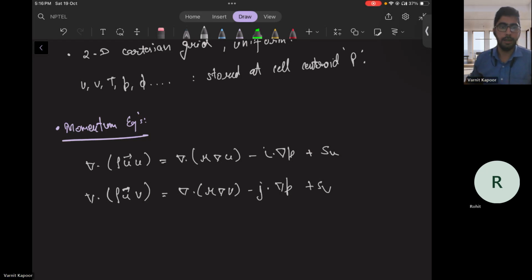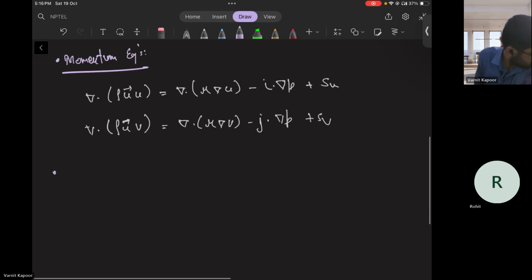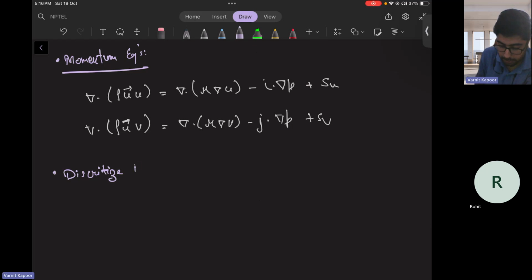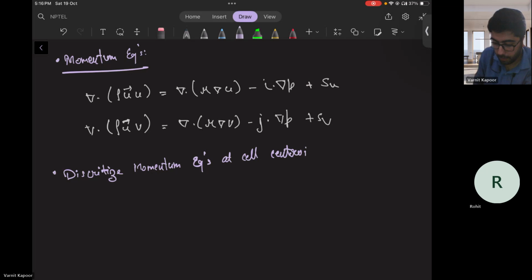Now let us discretize the momentum equations at the cell centroid for the P cell.